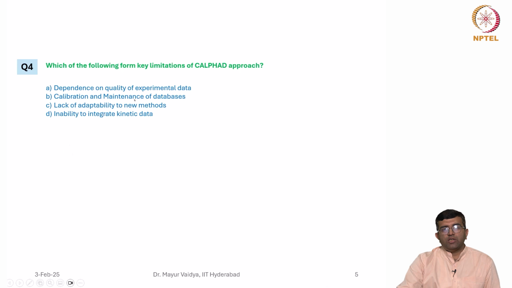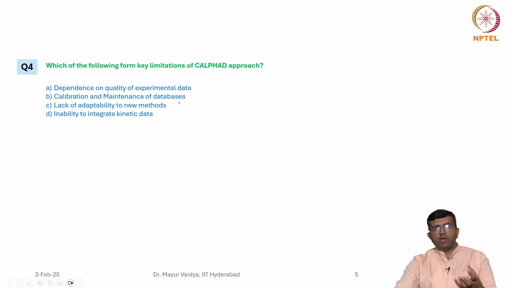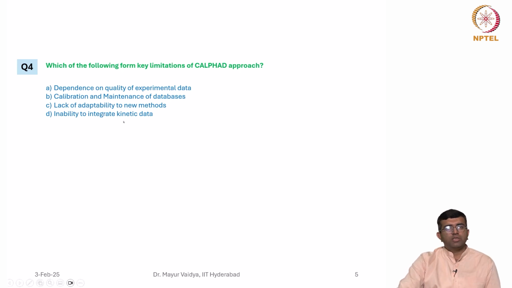Second is calibration and maintenance of databases. This is again true, because as new types of phases are found or new research is going on, the databases have to be continuously updated. So that is required. So that is an intensive task, and hence it requires a lot of effort. Third is lack of adaptability to new methods. This is not a limitation. In fact, the CALPHAD approach is very adaptive to new methods.